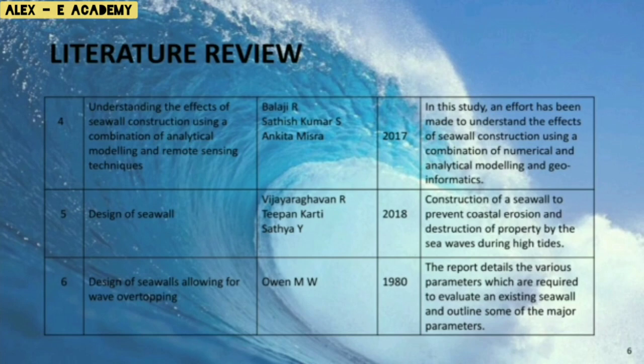Fifth one, design of seawall. This report details the construction of a seawall to prevent coastal erosion and destruction of property by the sea waves during high tides. Sixth one, design of seawalls allowing for wave overtopping. The report details the various parameters which are required to evaluate an existing seawall and outline some of the major parameters.